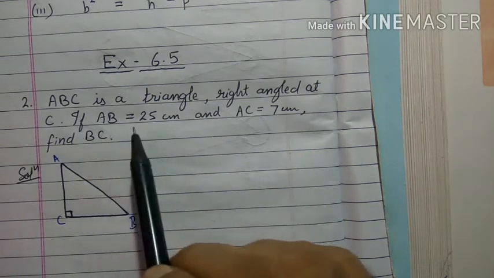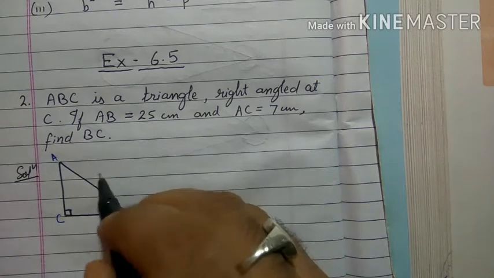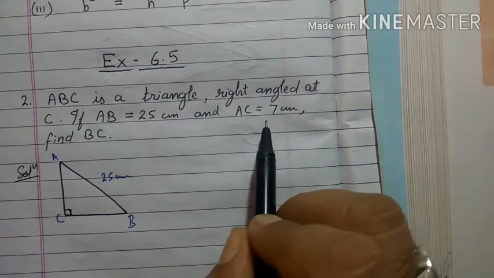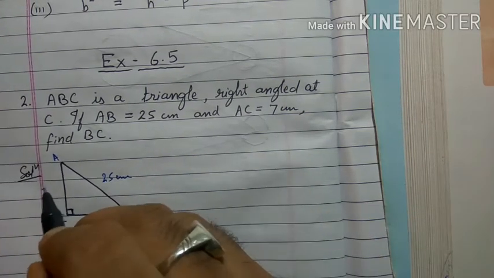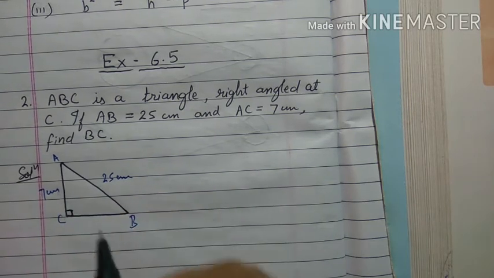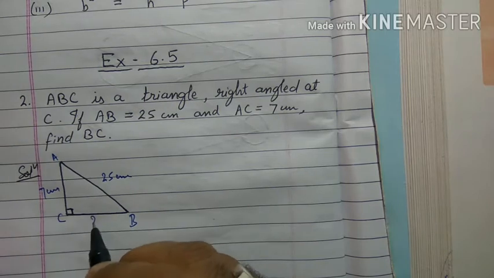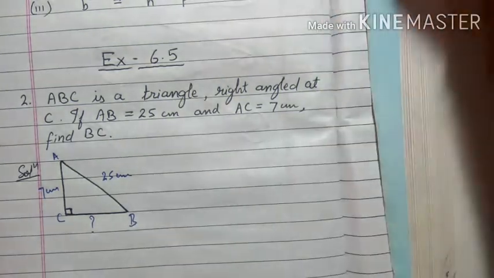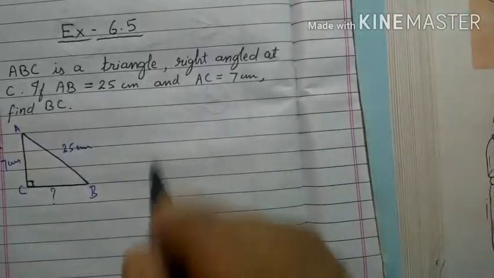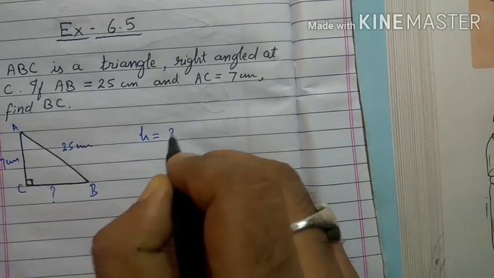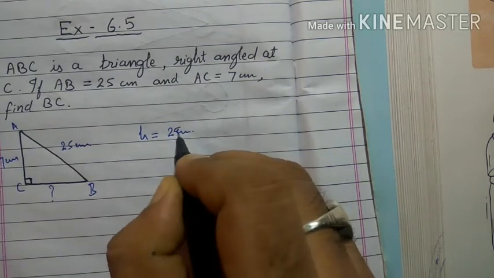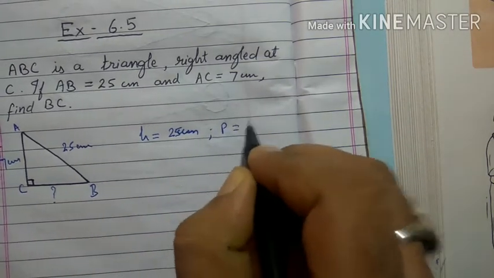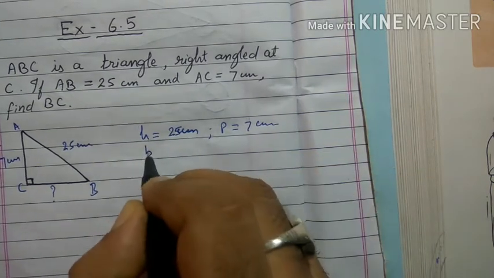Now it is given AB is equal to 25 centimeters. So AB means this is hypotenuse and this is 25 centimeter, and AC is 7 centimeter. This AC is here, this is 7 centimeter. That means we have to find BC. BC means this side we need to find. As you know, this is hypotenuse, so you just write down hypotenuse H is equal to 25 centimeter. Perpendicular is equal to 7 centimeter. We need to find out base.